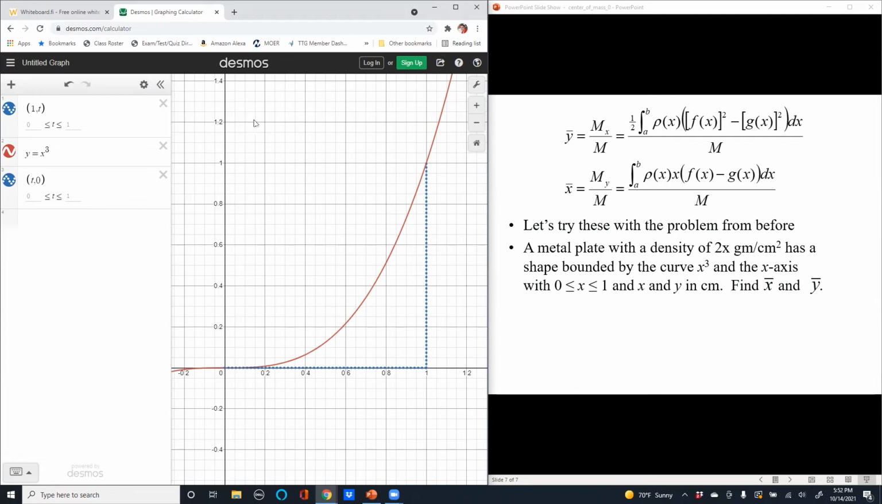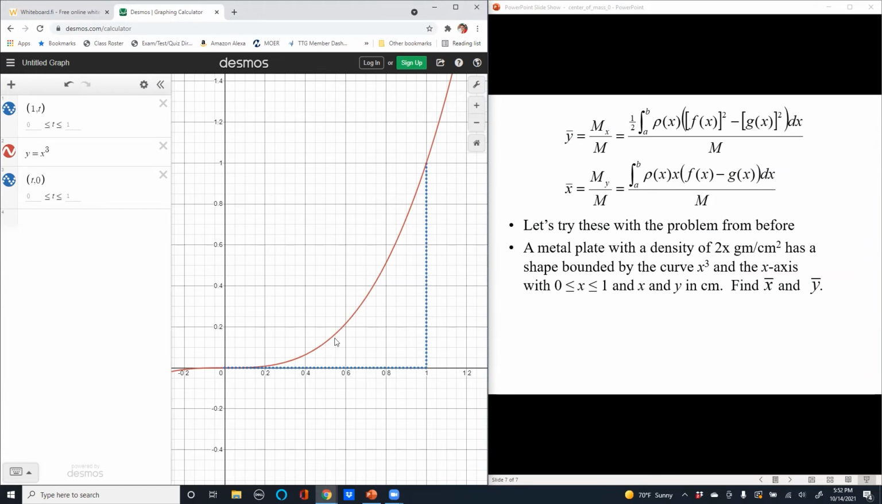Now, if we had to try and figure out x bar, notice what's happening with our densities. As x gets larger, this thing gets more dense. So if we had to figure out x bar, would you expect x bar to be bigger or smaller than, let's say, a half? Half's going to be about right here. So what do we think? Should x bar be less than a half or between a half and 1?